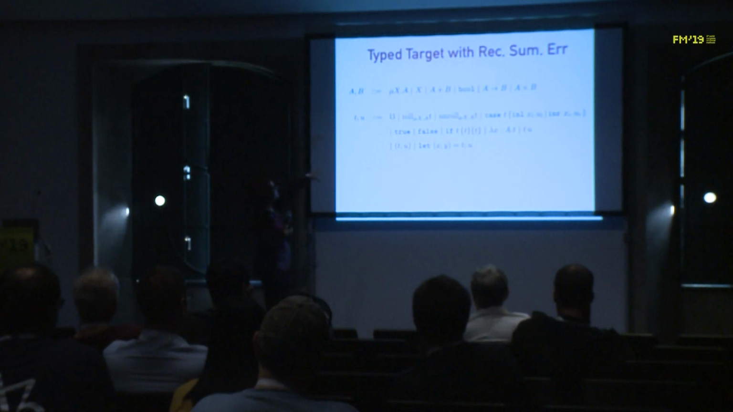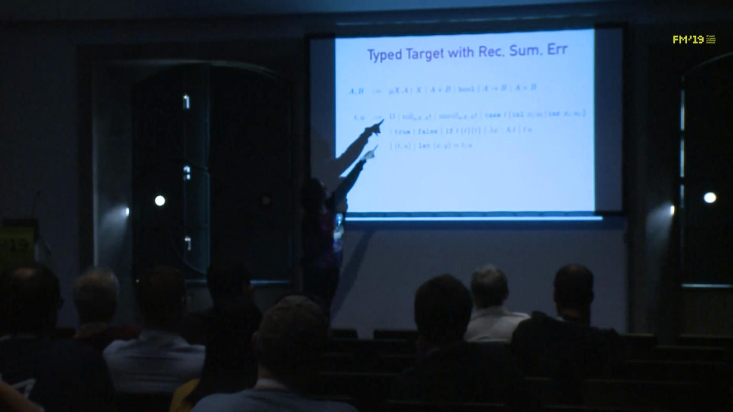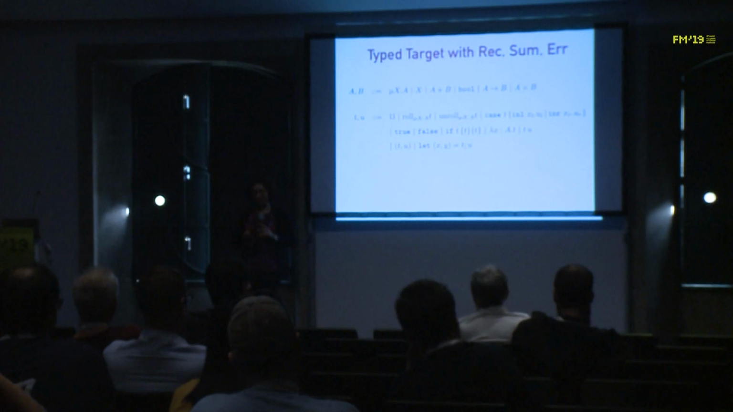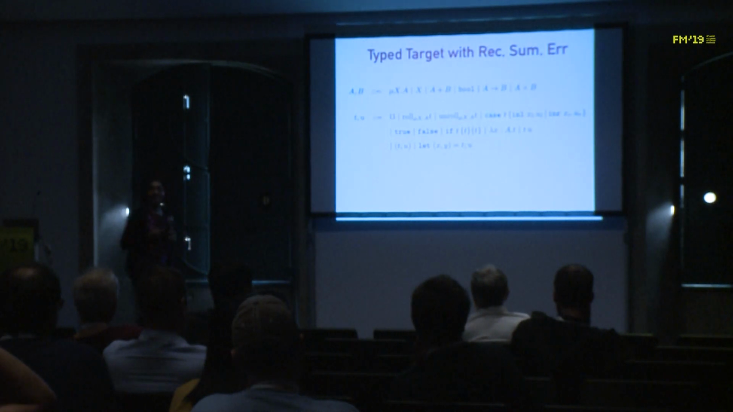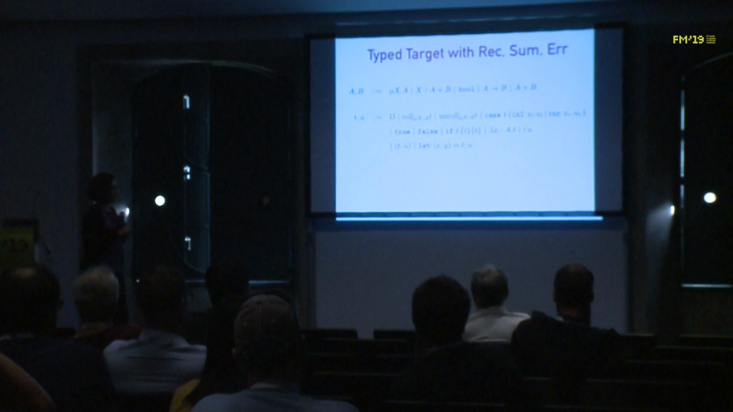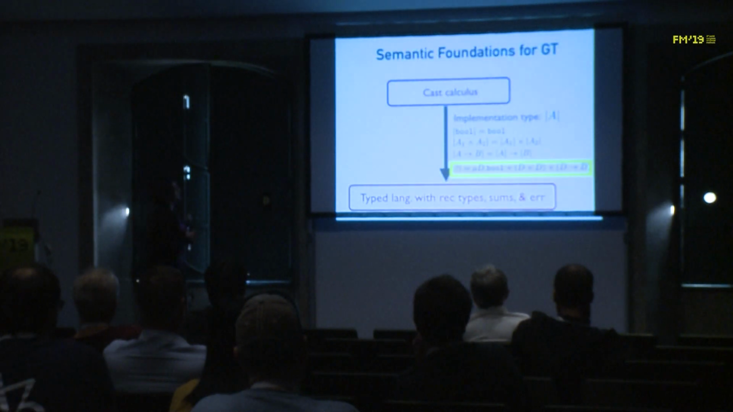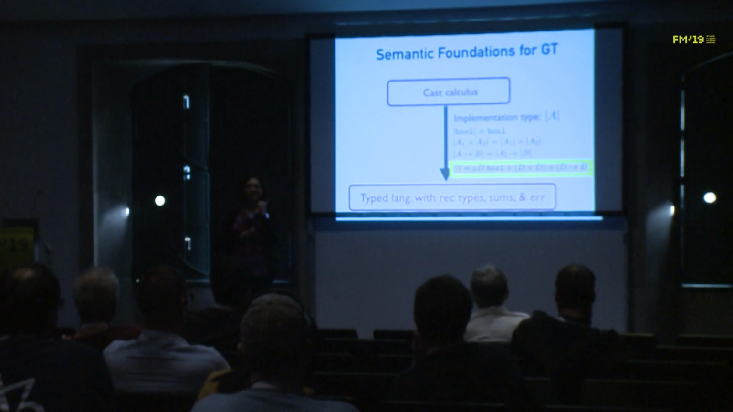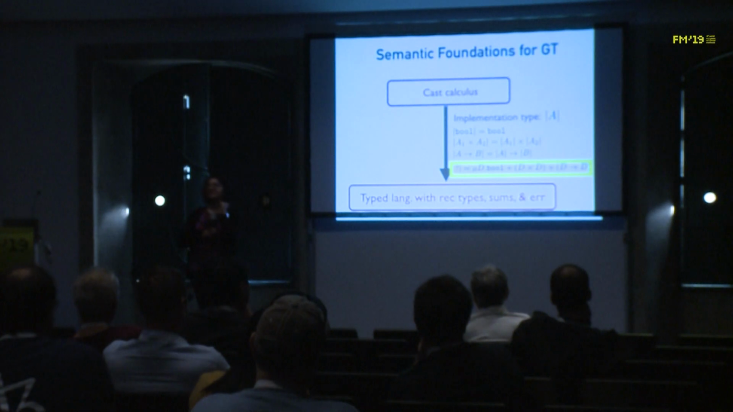And here's my target language. I've already said it has recursive types, sums, functions, pairs, etc. Okay, so this is the target that I'm translating to. Now, what do I want to do with this? What is my translation going to do? Basically, I'm trying to understand the semantic meaning of a gradual type in the cast calculus.